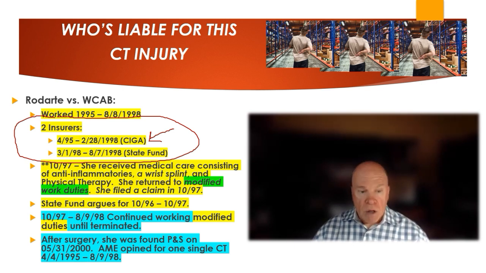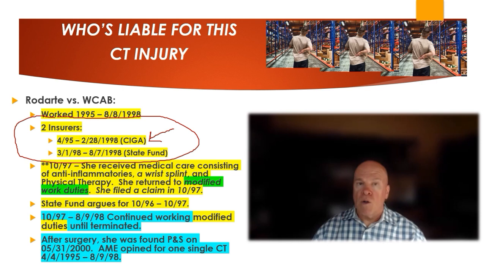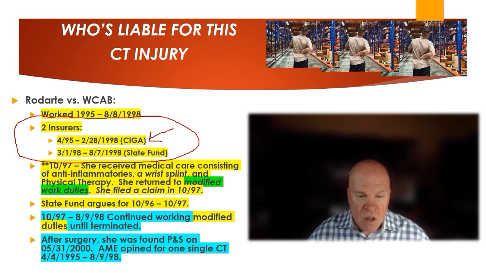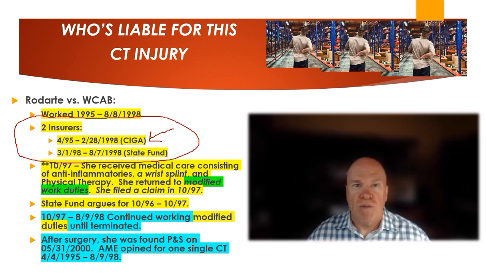So Ms. Rodarty continued working until almost a year later in 1998 when she was terminated. When she was found to be working on modified work duties and not capable of doing the duties for which she was hired, she was terminated. She had surgery, and she was found permanent and stationary by the agreed medical evaluator in May of 2000. And the agreed medical evaluator, much to the consternation of State Compensation Insurance Fund, opined for one single CT period, thus bringing in both insurers.